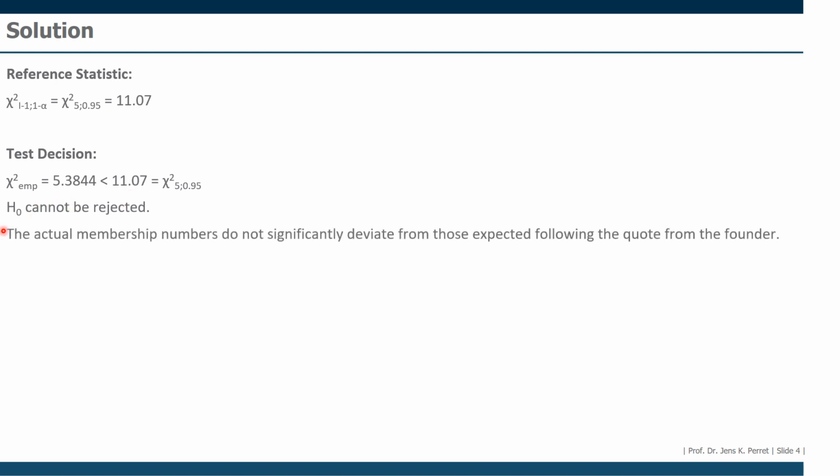So in this case, we can say that the actual membership numbers follow the expected idea, followed the quote from the founder, or if we turn the slide around, do not significantly deviate from the expected assumption of the founder. Well, that's then everything there is to this exercise.